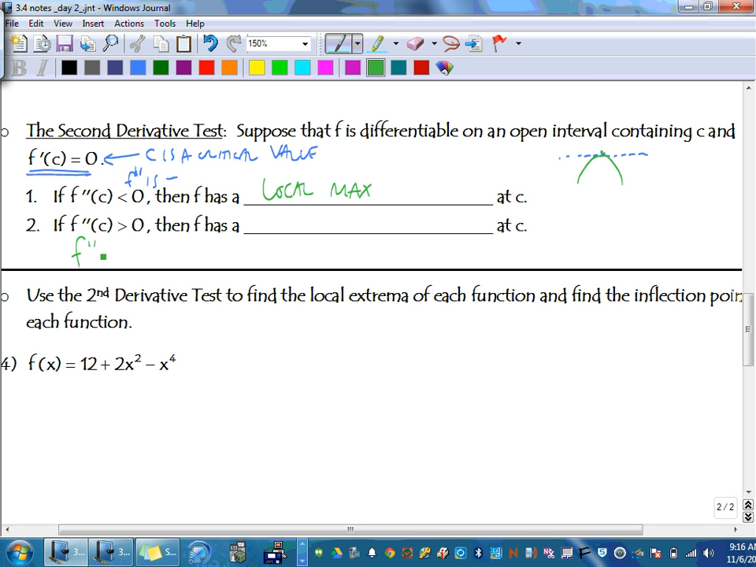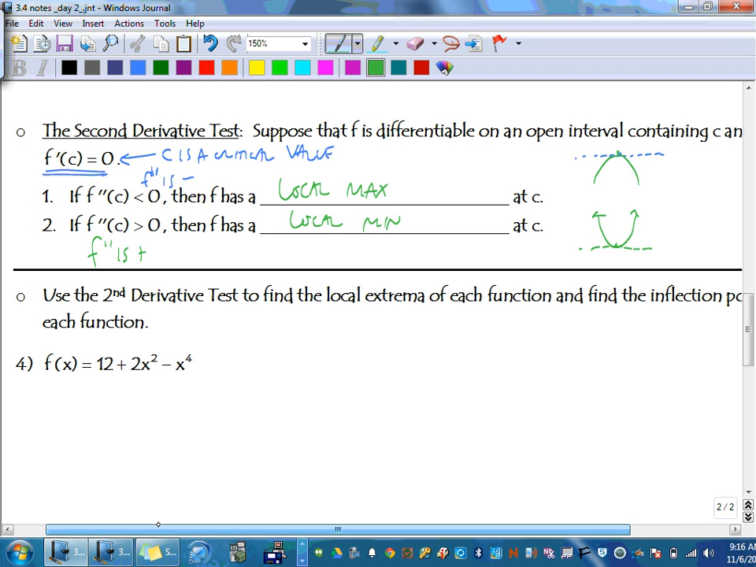If the second derivative is positive, and we know the first derivative is 0, then it's going to be concave up, which gives us a local minimum. All right, so this is just another technique, another way we can find local minimums and maximums incorporating that second derivative. Let's go ahead and take a look at this.